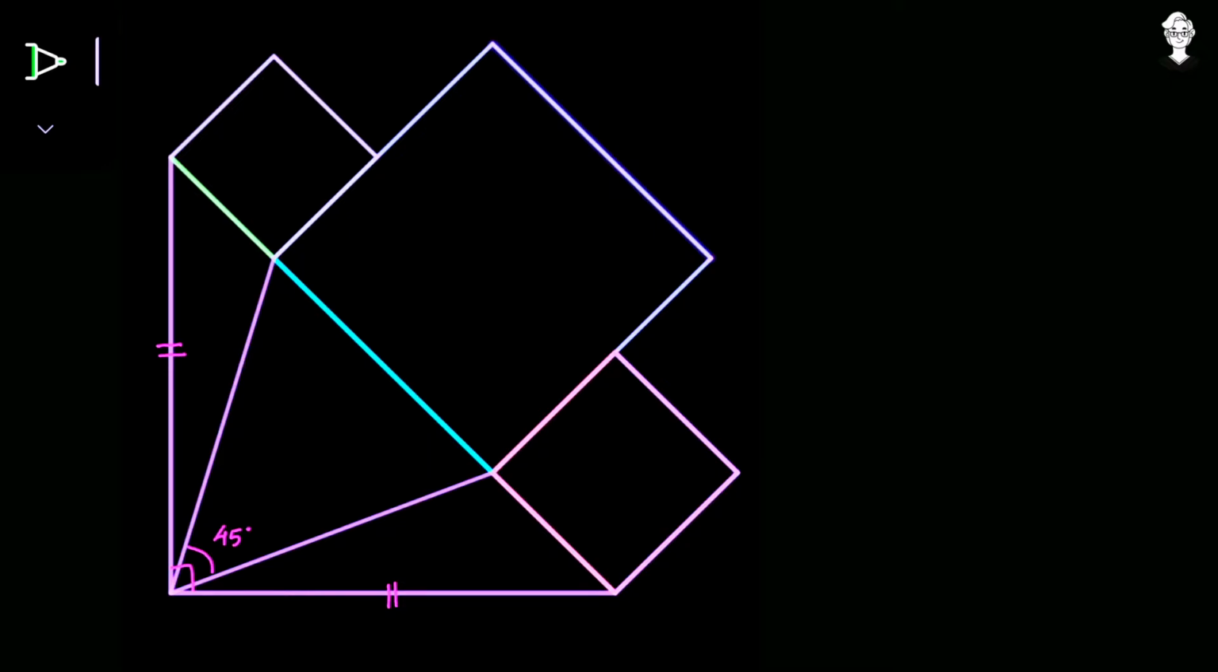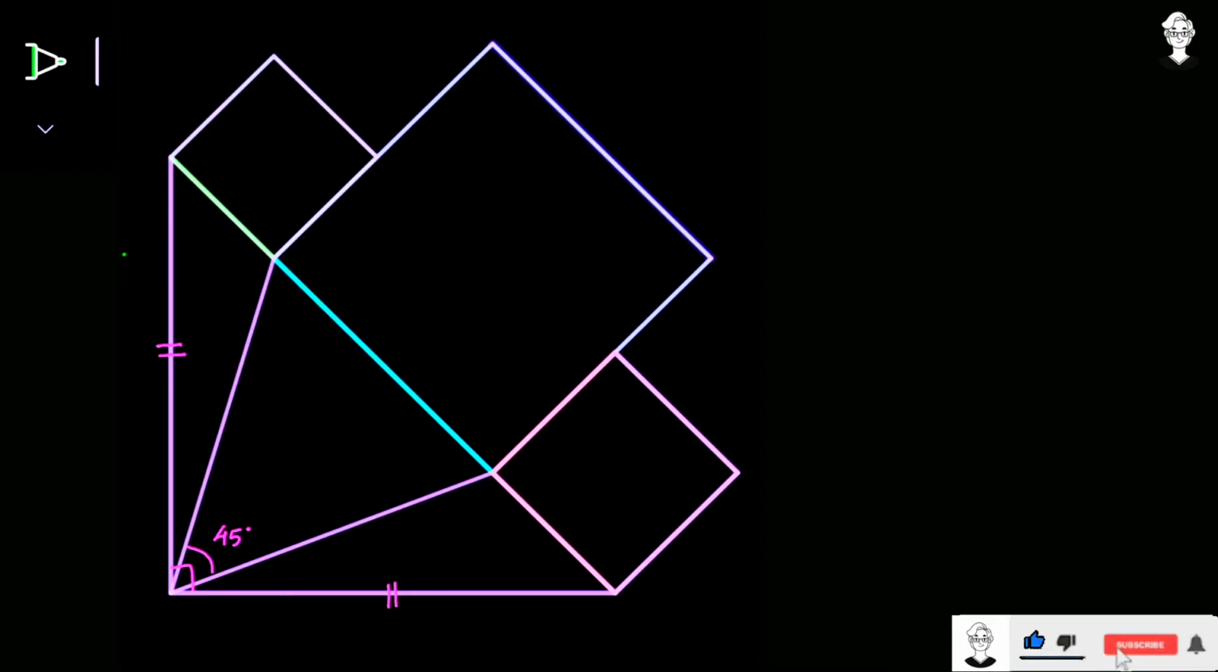For such a case, we need some kind of beautiful relation between these three squares. Either their sides, or their areas, or their perimeters, anything. But there should be some kind of beautiful relation between them. If we find a very beautiful relation between these three, then if any two of these are given, we can find the third one. So the main motive in this video is to derive a beautiful relation between these three. So let us see that.